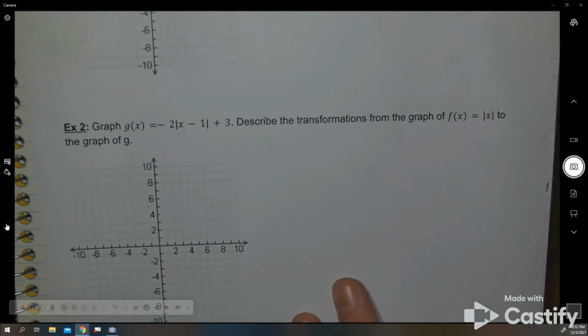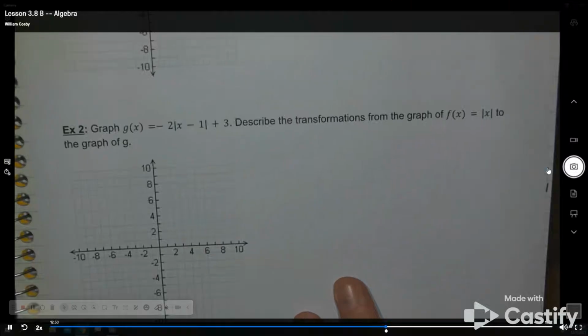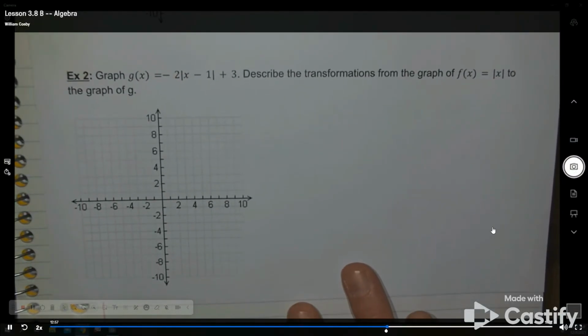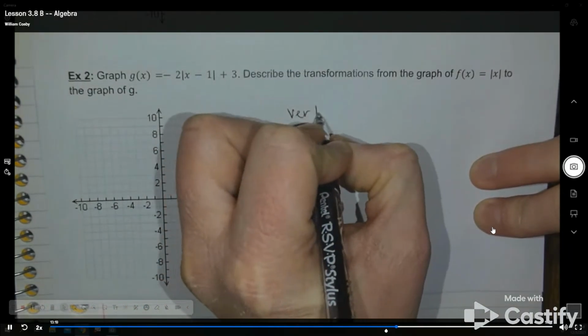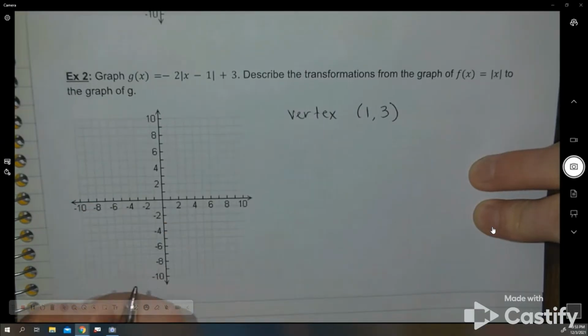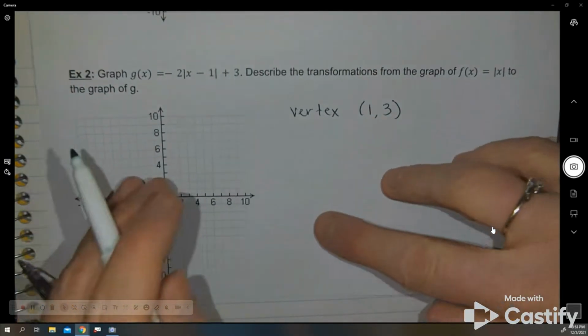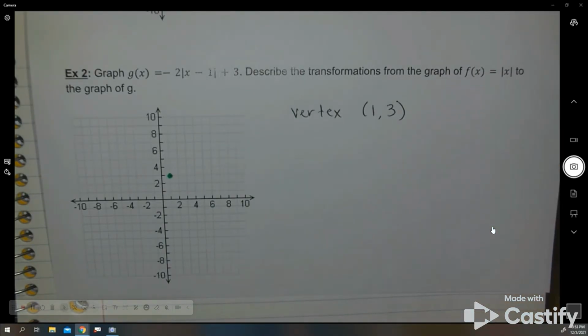So now we're going to look at example 2. We're going to graph g of x equals -2 times the absolute value of x minus 1 plus 3, and that means that our vertex for this is (1, 3), right? Opposite of what it looks like, exactly what it looks like. So (1, 3) for this vertex, right there. And then we know that we need to plug in some points to be able to get the rest of this graph for us.